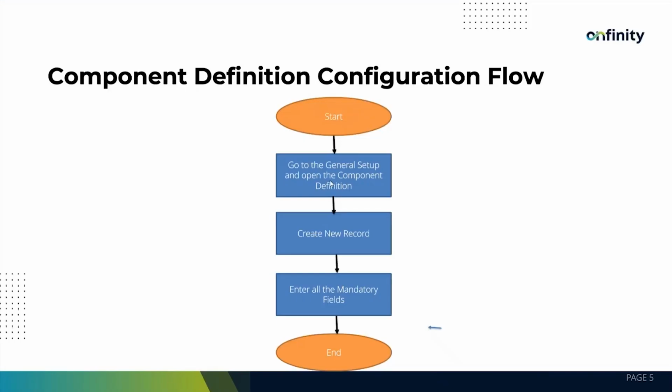Let's begin by understanding the process flow. You initiate the process by accessing the component definition screen, where a new record can be created. It is essential to complete all required fields, and once the information is entered, the record must be saved. This marks the completion of the setup.